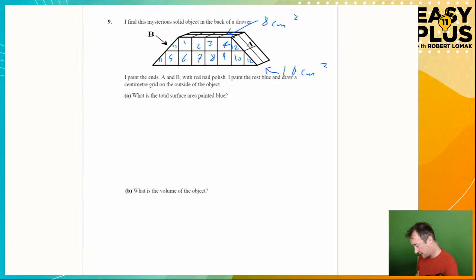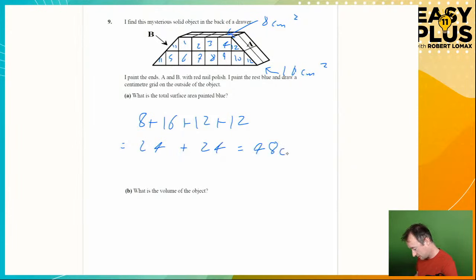It's going to be the same on the back. So we've got 8 plus 16 plus 12 plus 12. Okay, 8 plus 16, 24. Oh, and 12 plus 12, also 24. Easy as that. So we must have 48 centimetres squared. And that's the answer to that. So it's fairly straightforward. It's just about breaking it down into stages.